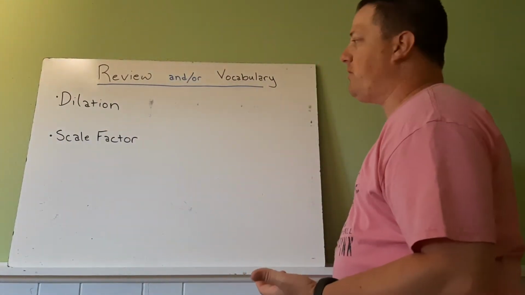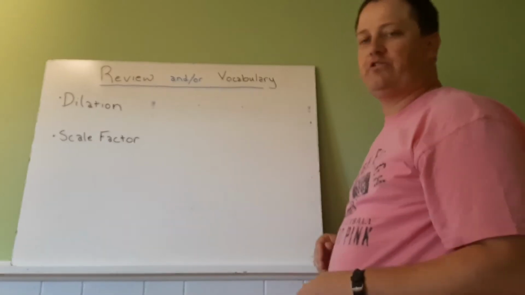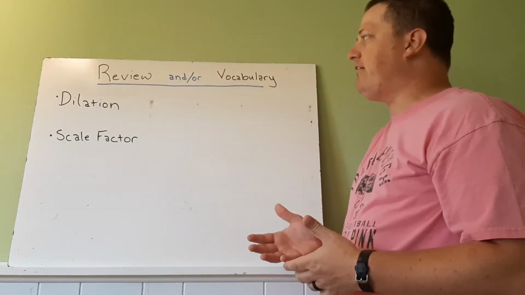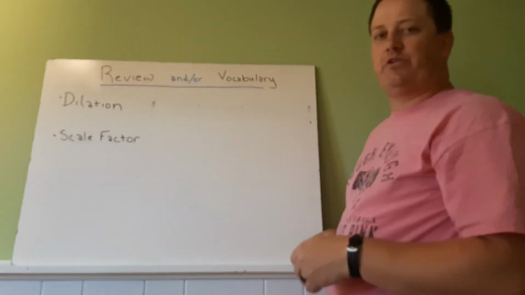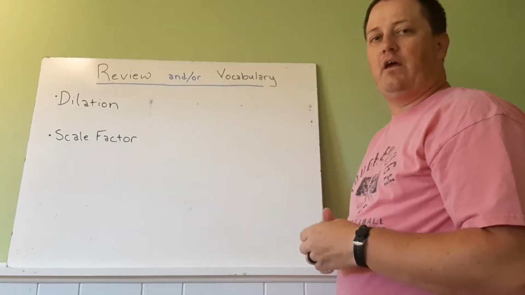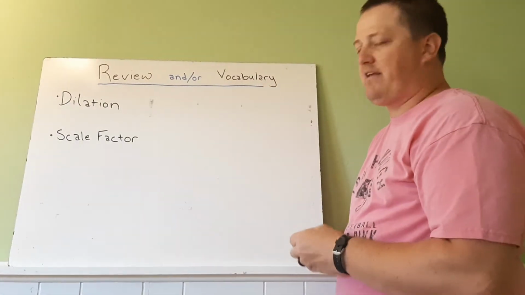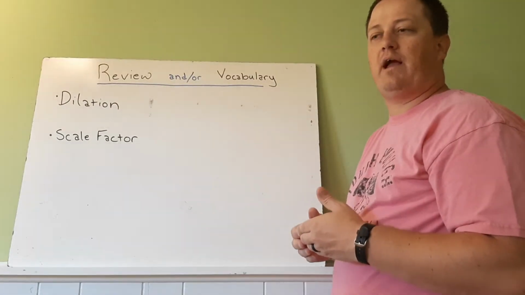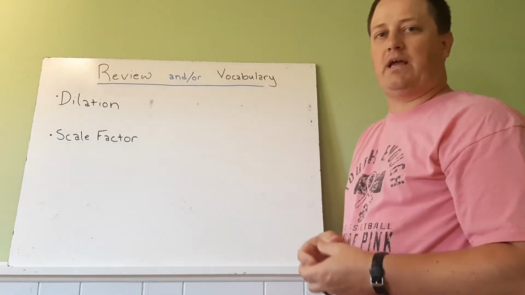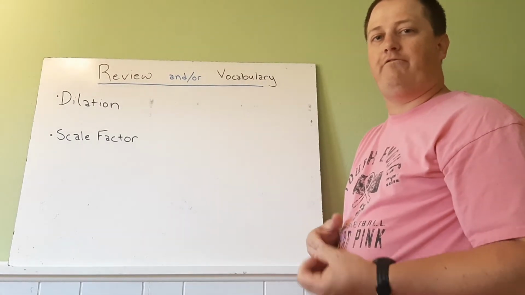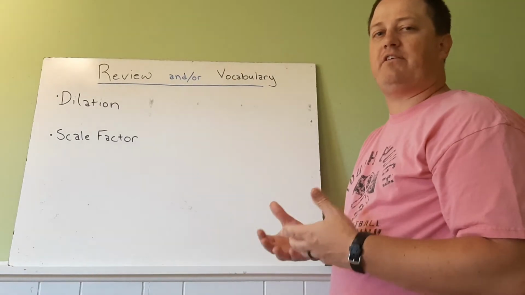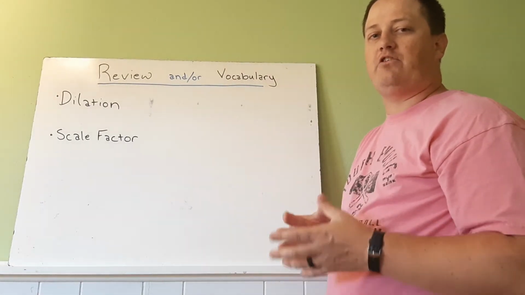We still have the same vocabulary, dilation, which is just creating an image from an original using a scale factor and a center. So then we have our scale factor, which is just the number that we are using to create the image. Whether it makes it bigger or smaller, we have to use some type of number that creates that. It could be doubling, could be cutting in half, could be tripling, it could be cutting into 1/4. Whatever it is, we have to have a scale factor that then changes the image.